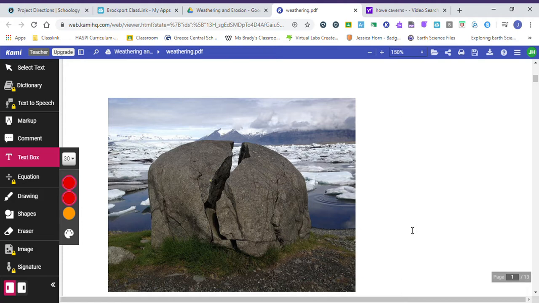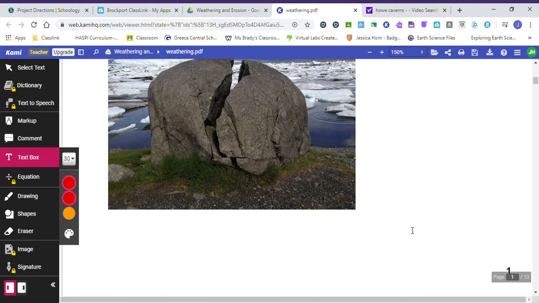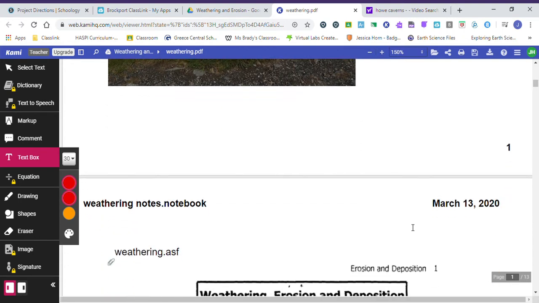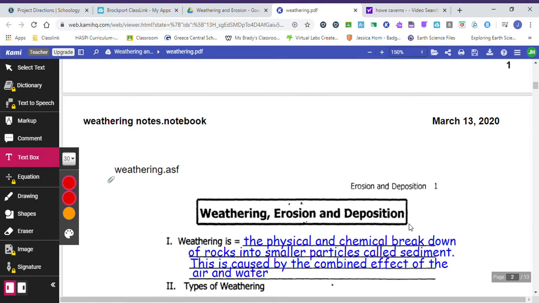Let's get to our notes. If you have some colored pens, now would be a great time to use them. If I get going too fast, don't be afraid to pause the video so that you can catch up. Okay, so let's talk about weathering.